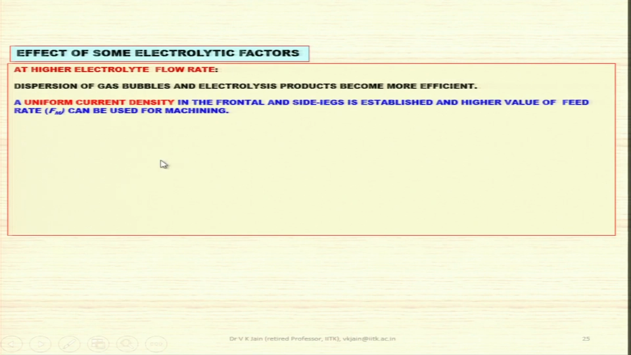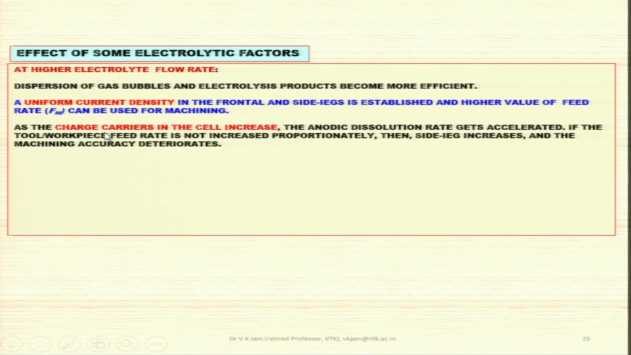Effect of some electrolytic factors. At higher electrolyte flow rate, dispersion of gas bubbles and electrolysis products become more efficient. A uniform current density in the frontal and side inter-electrode gaps is established, and higher value of feed rate can be used for machining purposes. As the charge carriers in the cell increase, the anodic dissolution rate gets accelerated. Anodic means workpiece dissolution rate gets accelerated.